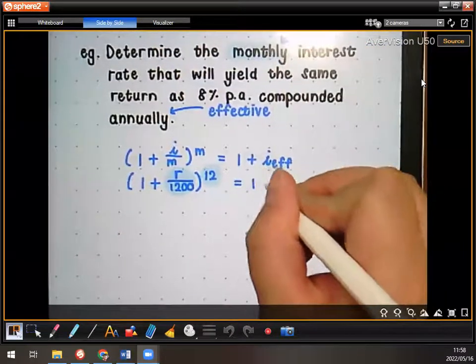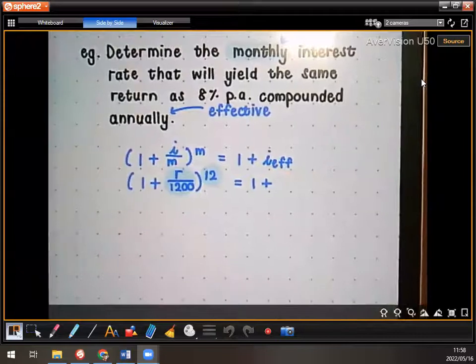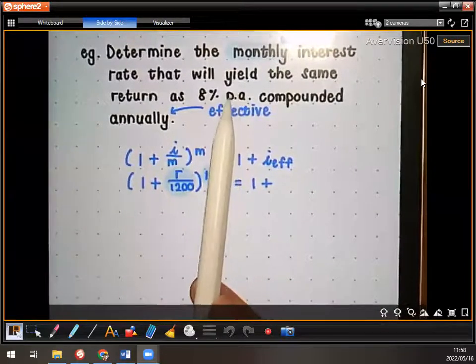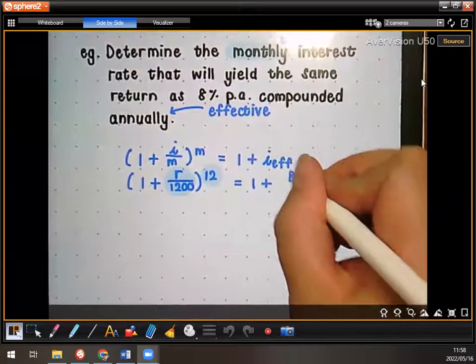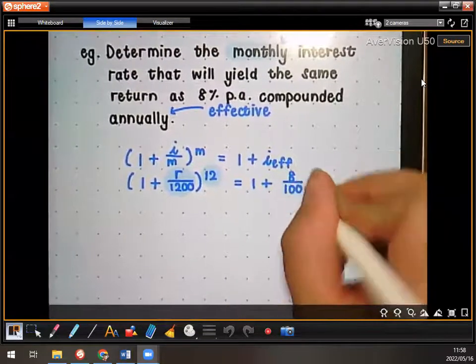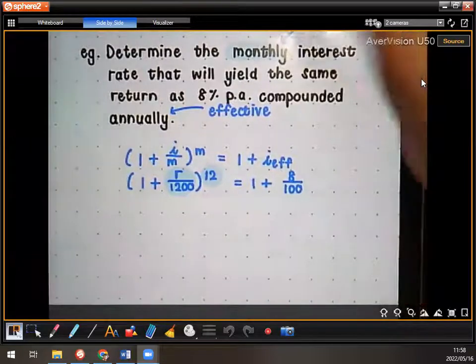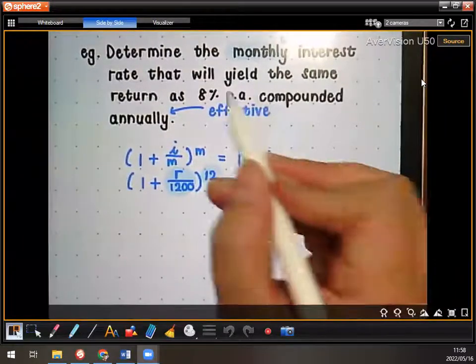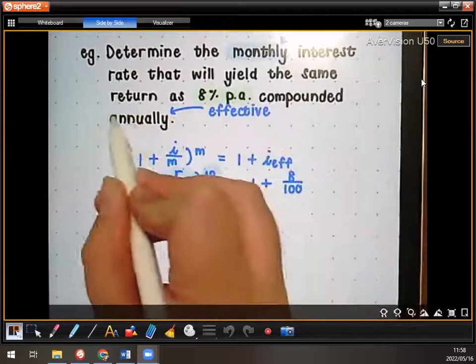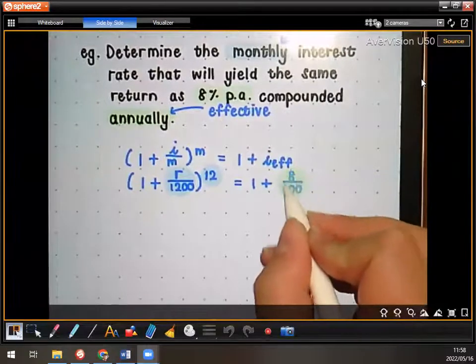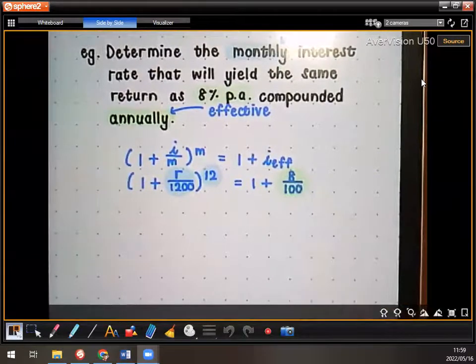Equal to 1 plus. What is the effective interest rate? The annual interest rate, it is 8%. How am I going to write that? 8 over 100. Right? 8% annually, once a year. That's normal. 8 over 100. So this is coming from 8% annually. That is giving us that 8 over 100.